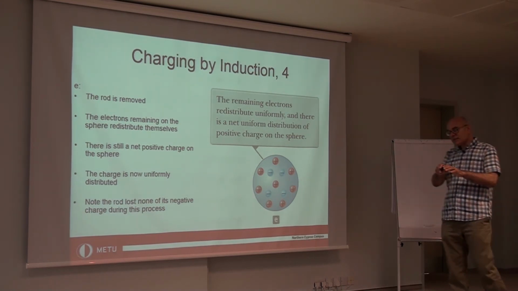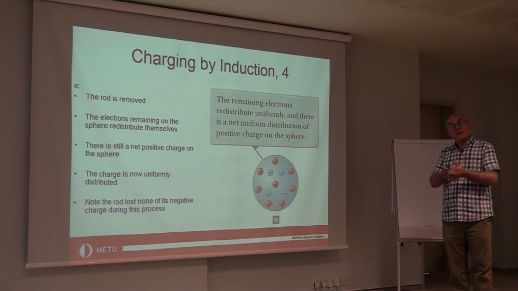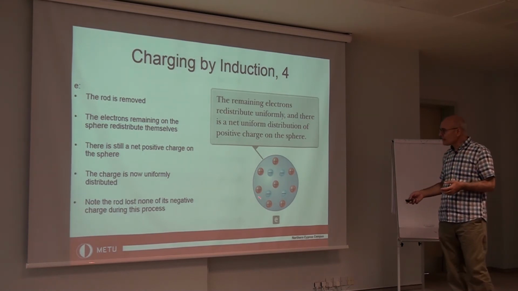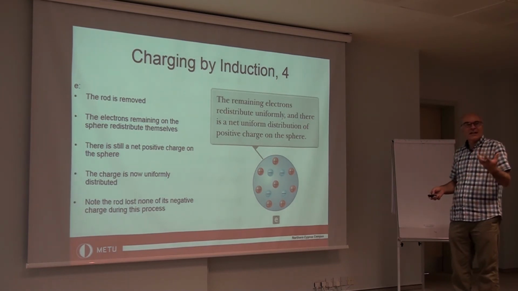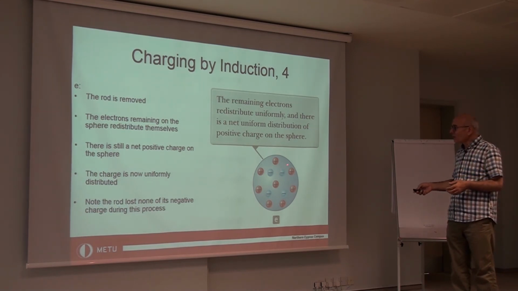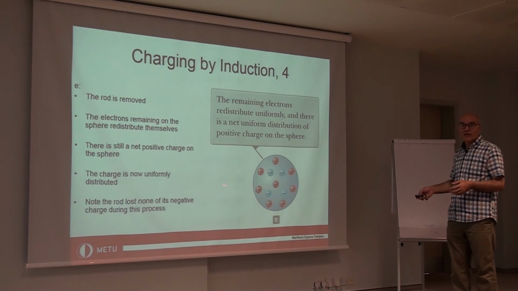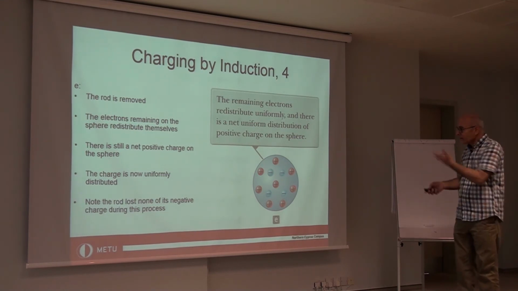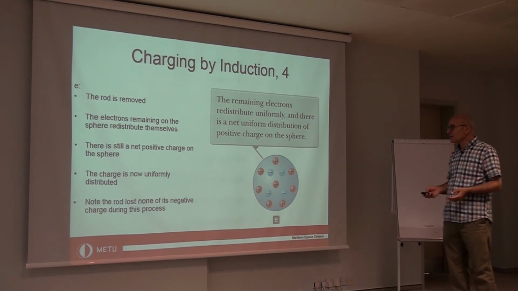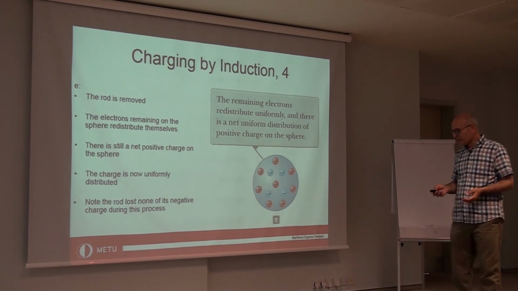Now, since the sphere is a symmetric object, the density of that charge will be the same over the whole surface. There is no reason, due to the symmetry, for the charge to be more on one part than on the other part. So the charge will be uniformly distributed over the surface of the sphere.